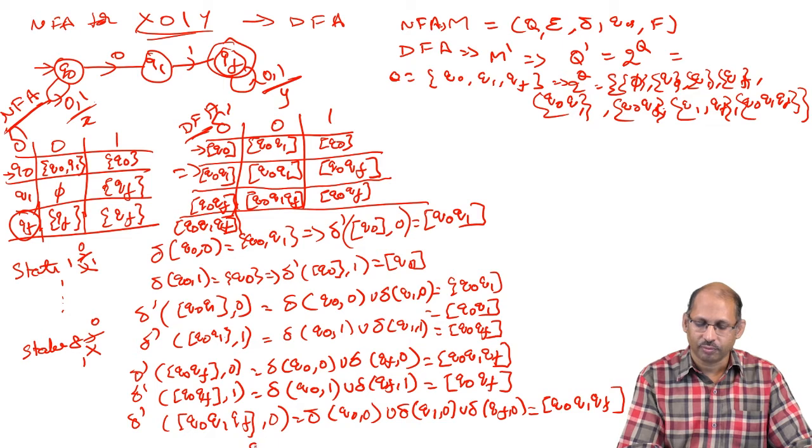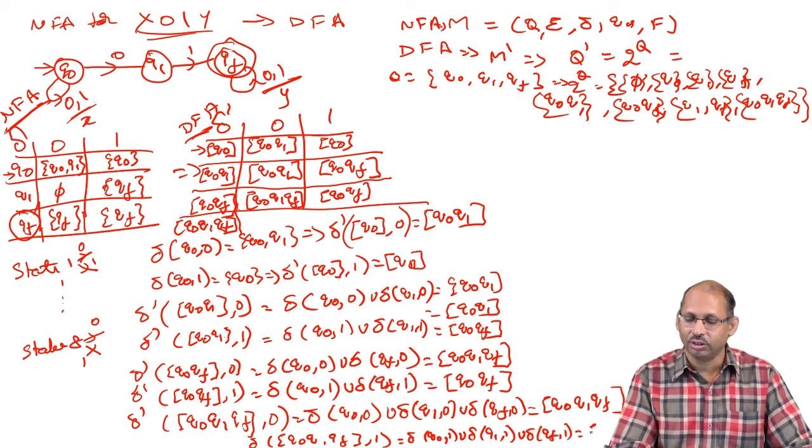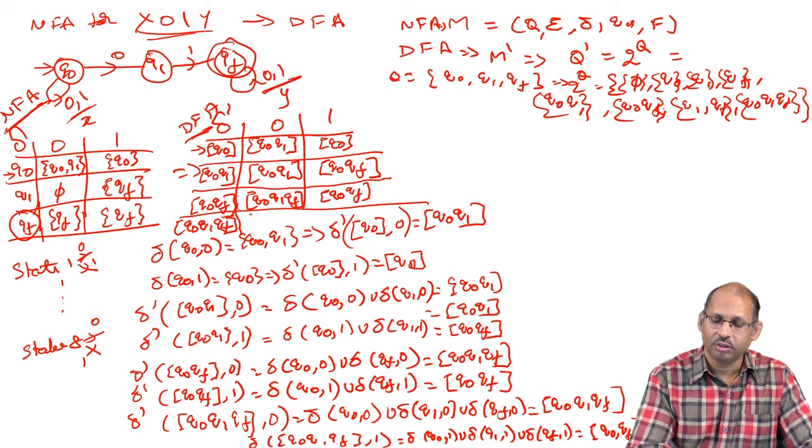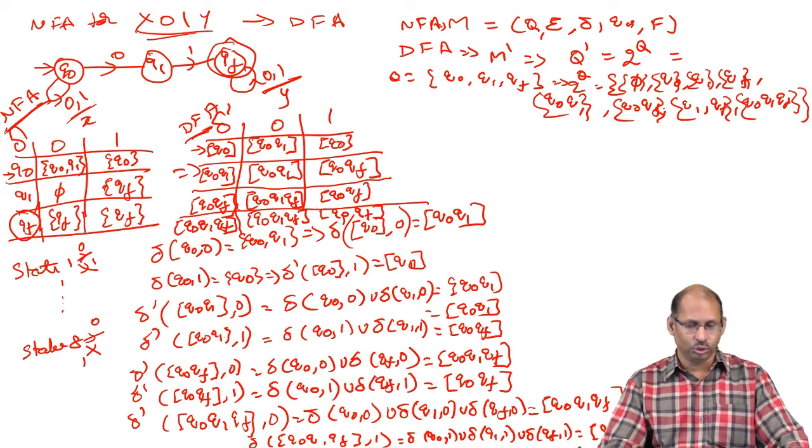Similarly, Q naught, Q1, QF on 1: Q naught on 1, Q1 on 1, union with QF on 1, which results in Q naught, QF. So we are getting once again Q naught, Q1, QF. Here Q naught, QF. Here are any new states there? No. Q naught, QF also we found. Q naught, Q1, QF also we have found.